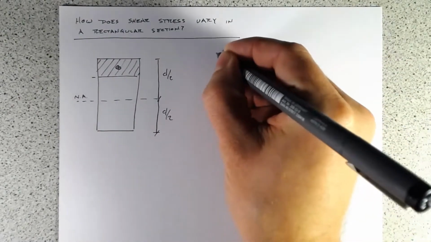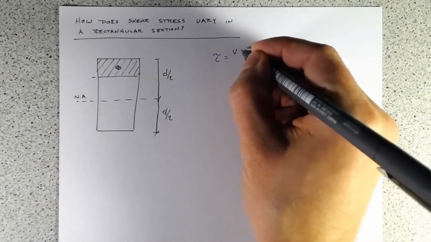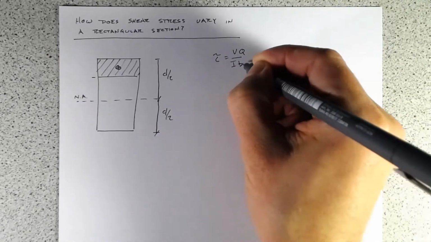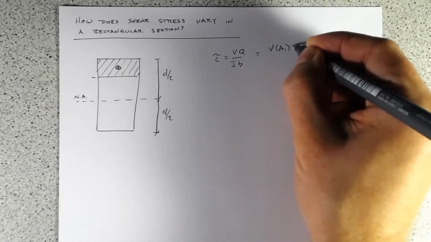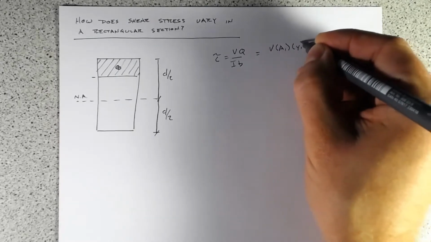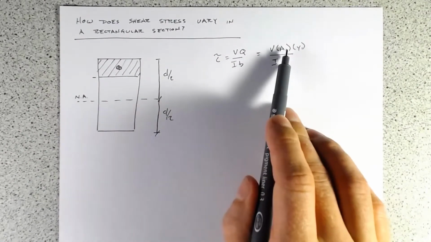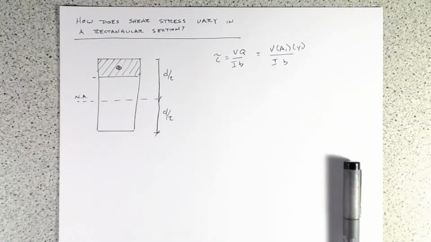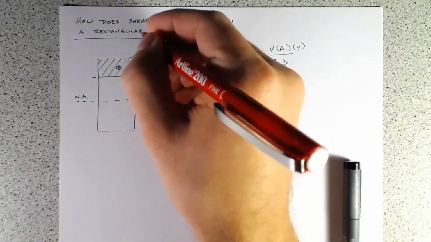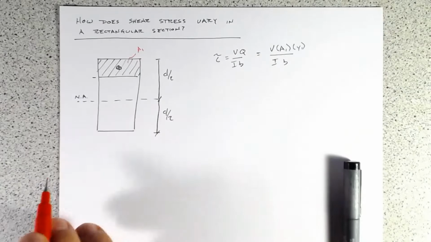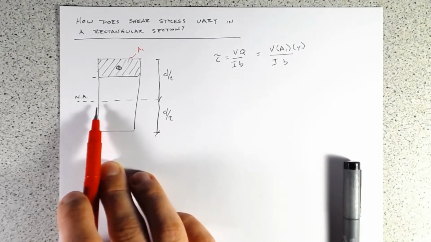Remember again that the shear stress at the surface is going to be VQ over IB, and that just equals V times A1 times Y1 over IB, because Q is A1 times Y1. So what do we have here for these numbers? The shaded area is A1. I've got the neutral axis, and really that's our coordinate system. So the neutral axis is going to be y equal to 0.